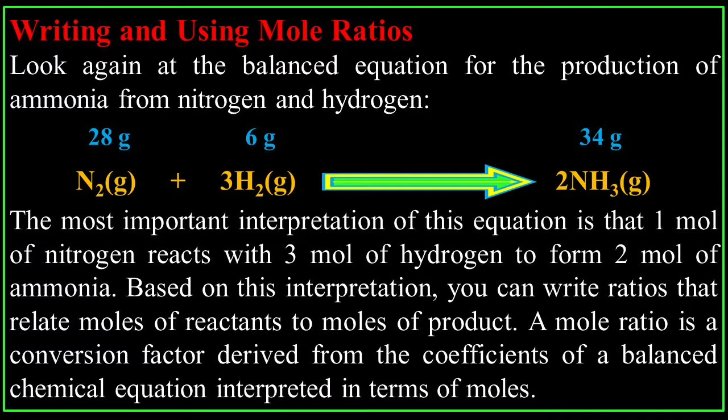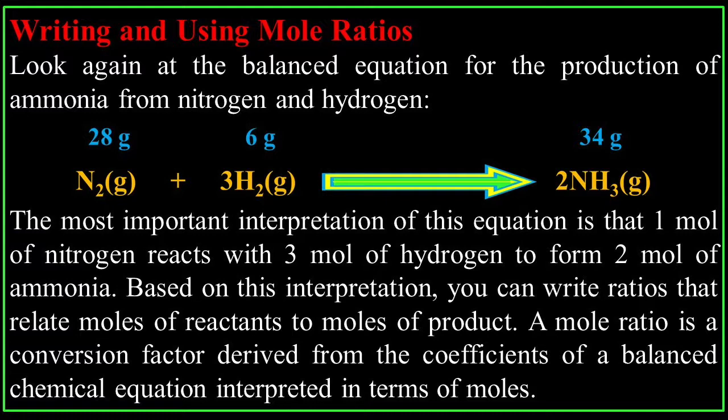Look again at the balanced equation for the production of ammonia from nitrogen and hydrogen. 28 grams of nitrogen, 1 mole, 3 moles of hydrogen, that's 6 grams, and 34 grams for 2 moles of ammonia. The most important interpretation of this equation is that 1 mole of nitrogen reacts with 3 moles of hydrogen to form 2 moles of ammonia. Based on this interpretation, you can write ratios that relate moles of reactants to moles of product.